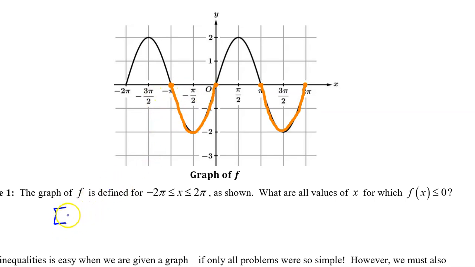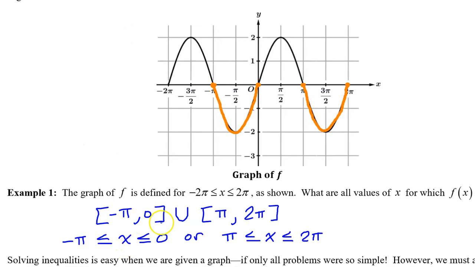So the first interval is from negative pi to 0, union, and then our second interval is from pi to 2 pi. These intervals can also be represented using inequalities like this. On a free response question, you can use either interval notation or inequalities, but a lot of your AP exam will be multiple choice questions, so be able to recognize the answer in either form.